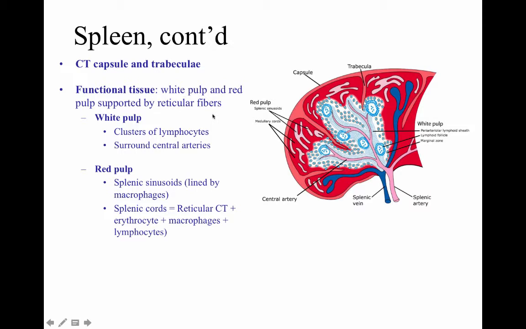The functional tissue within the spleen is white and red pulp. The white pulp are clusters of lymphocytes that surround central arteries. The red pulp is splenic sinusoids, sinuses that bring back venous blood, and all of these sinusoids are lined with macrophages, ready to break down any of these foreign invaders. And then there are splenic cords that have reticular connective tissue, red blood cells, macrophages, and lymphocytes as well.